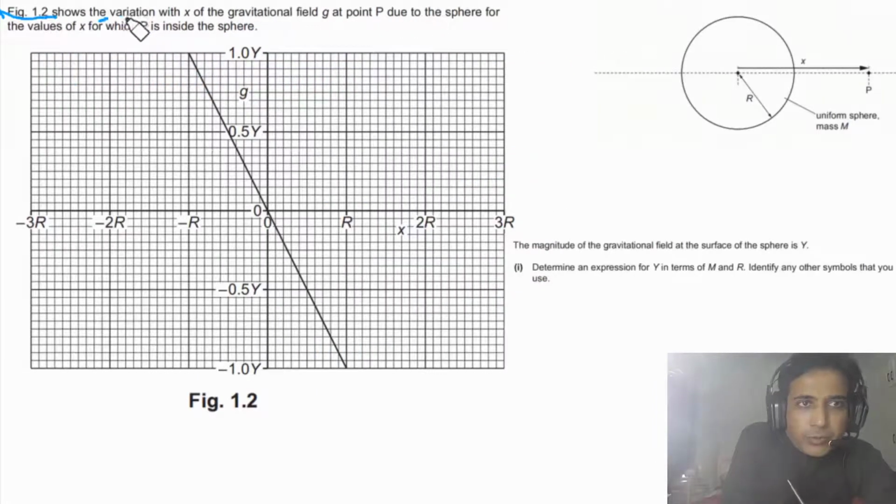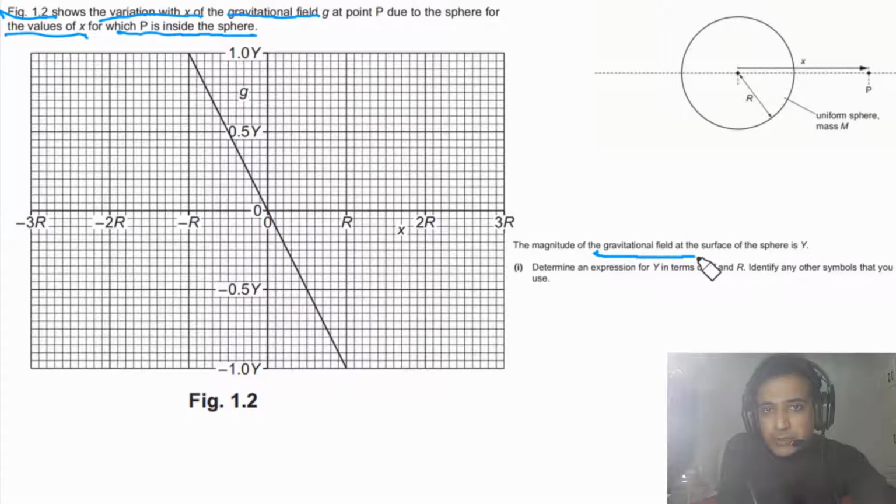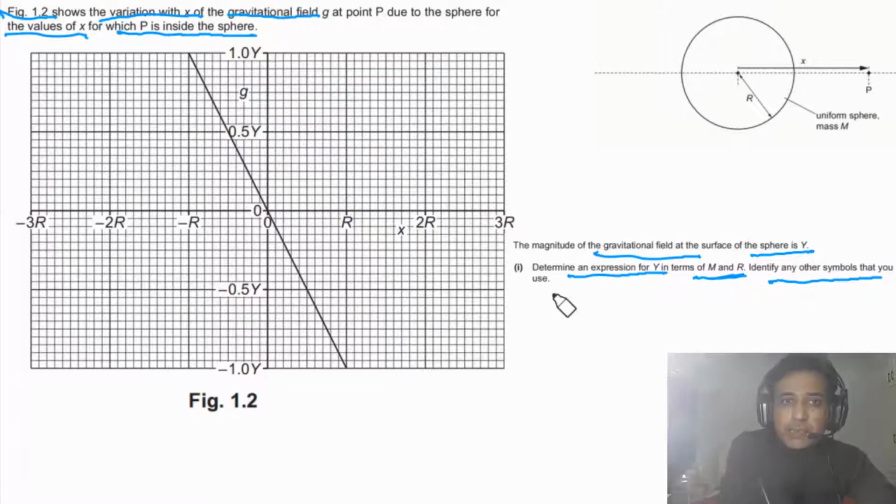Figure 1.2 shows the variation with x of the gravitational field g at point P due to the sphere for the values of x for which P is inside the sphere. The magnitude of the gravitational field at the surface of the sphere is y. For part B1, determine an expression for y in terms of capital M and capital R. Identify any other symbols that you use.